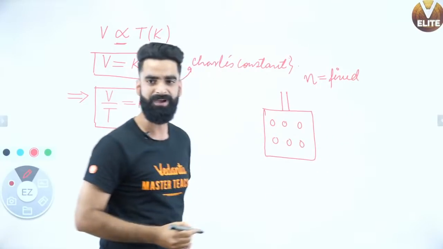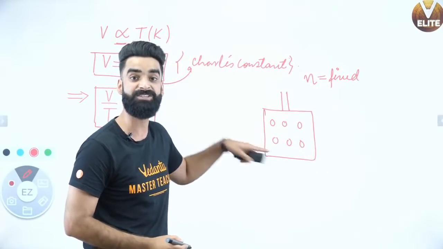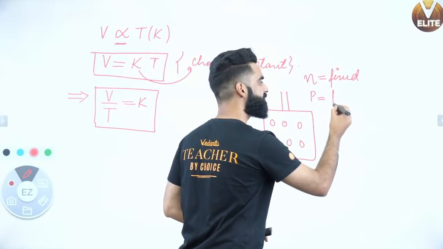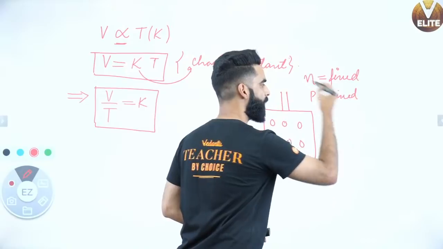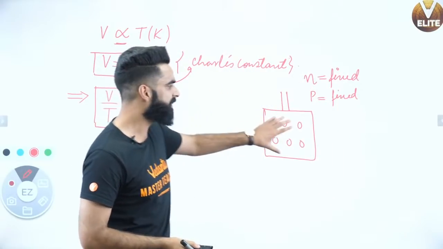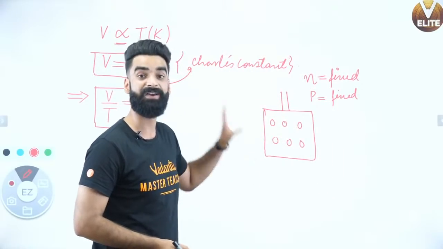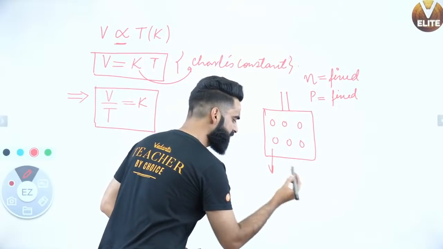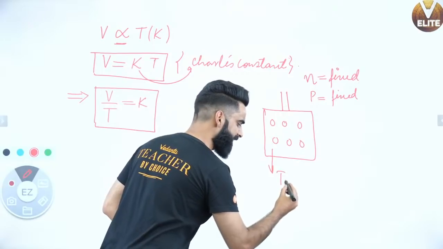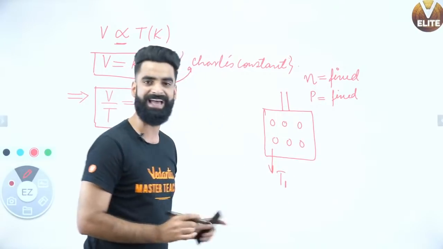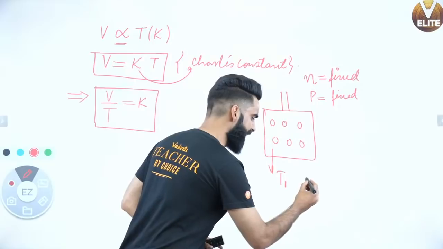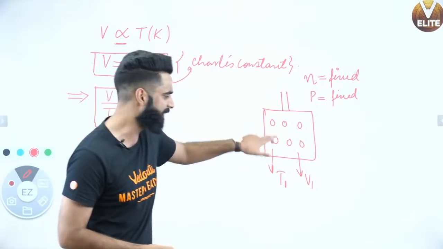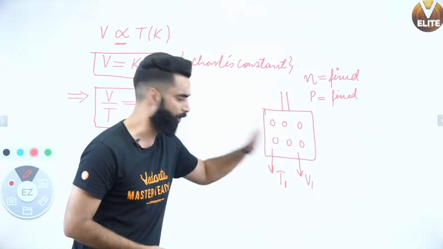At the same time, I do not have to allow the gas to change its pressure. I have to keep the pressure of the gas fixed at the same time. Let's say when the number of moles and pressure of the gas are fixed, the temperature of the gas is T1 Kelvin, and when the temperature of the gas is T1 Kelvin, let's assume its volume is V1.